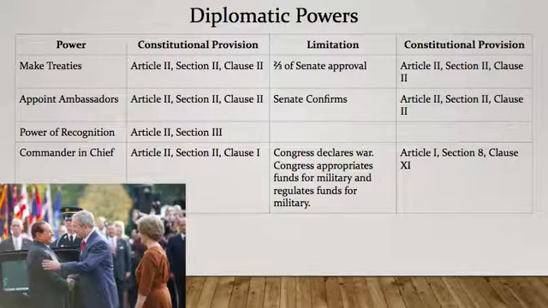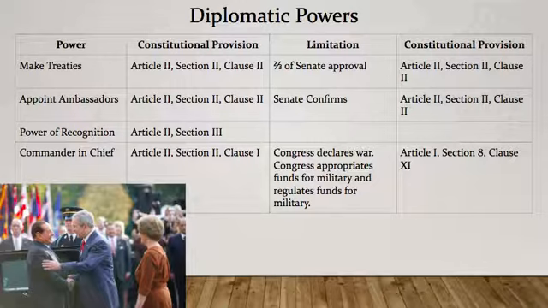There is a limitation on that, though. The president cannot declare war. Let me say that again. The president cannot declare war alone. Congress has to actually declare war, and Congress is the one who appropriates or gives out the money for the military and makes sure that the money is being spent appropriately.